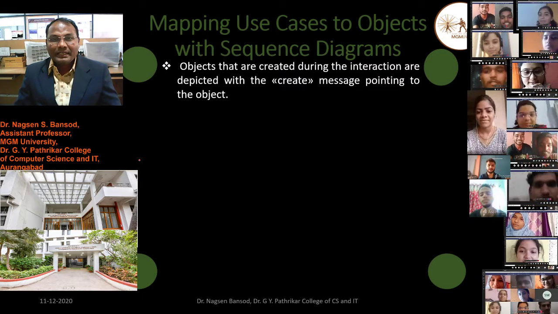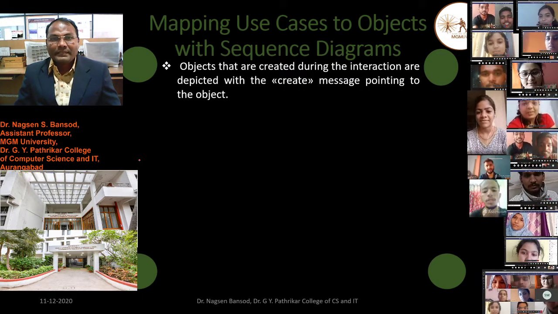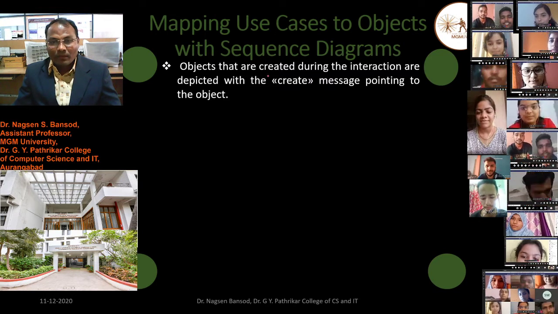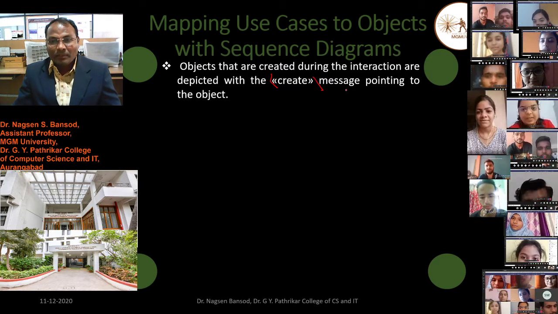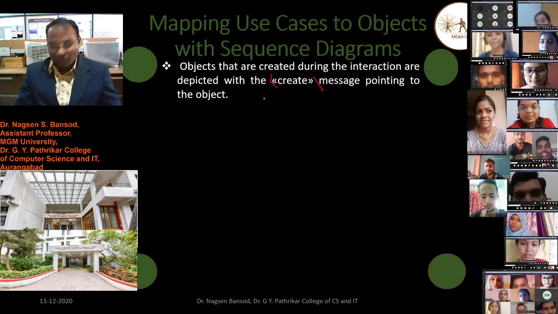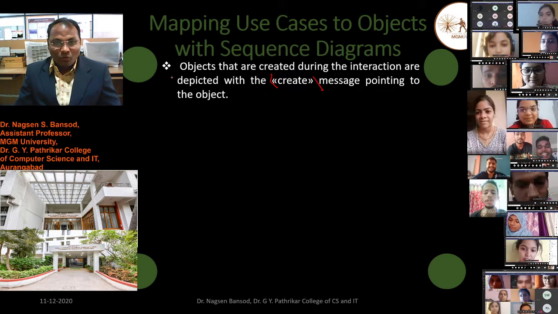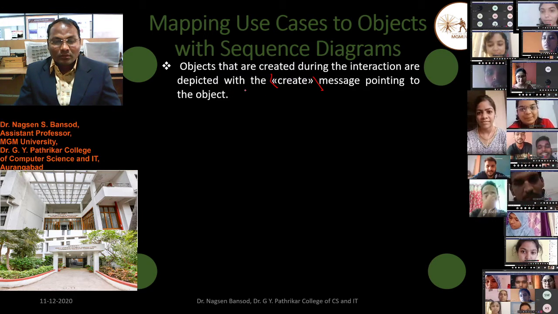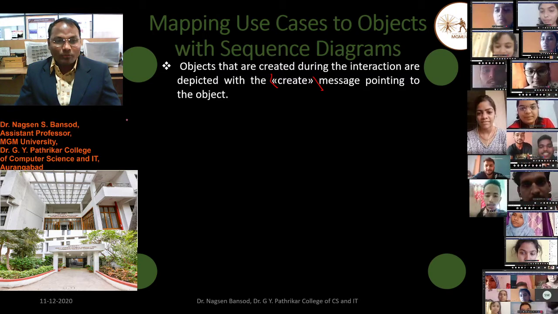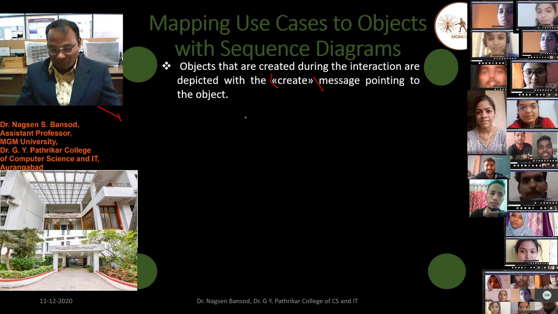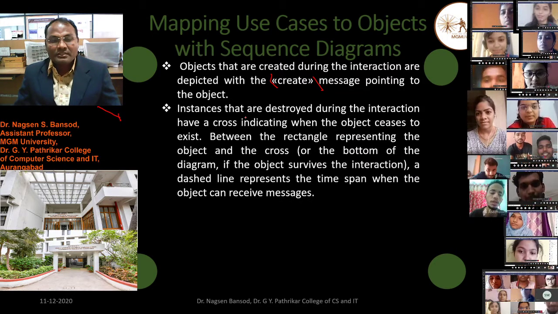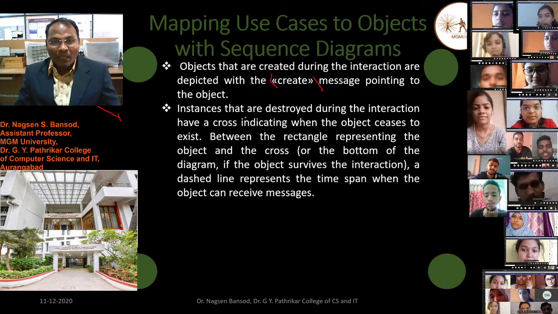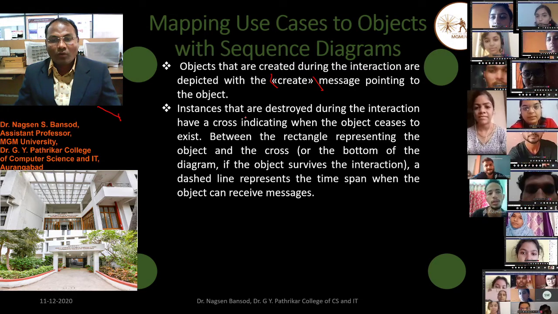Objects that are created during the interaction are depicted with a create stereotype notation, a message pointing to the object, like this. We'll see it in the diagram. The instances that are destroyed during the interaction have a cross indicating when the object ceases to exist.